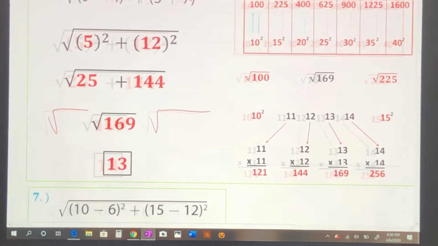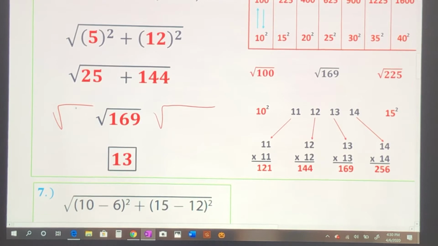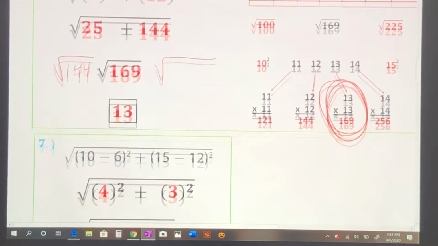Some people remember, what's close to 169? Well, 12 squared, that's 144. And then you'd probably go, let me try 13 because it's right next door, and you'd be there. There's your answer. Does that make any sense? I hope it does. All right, let's see if there's an easier one here. Let's find out.